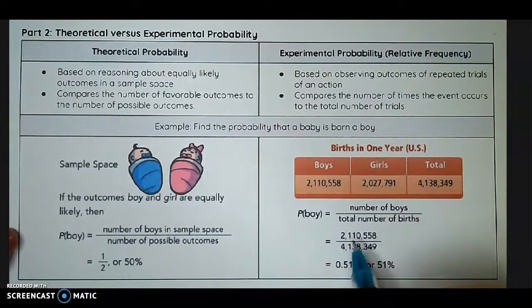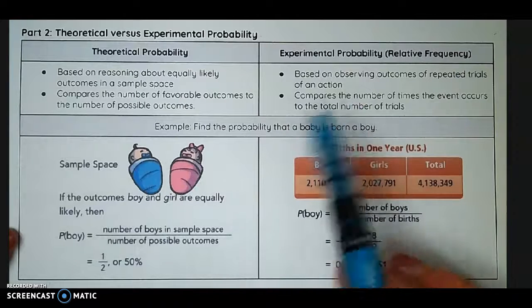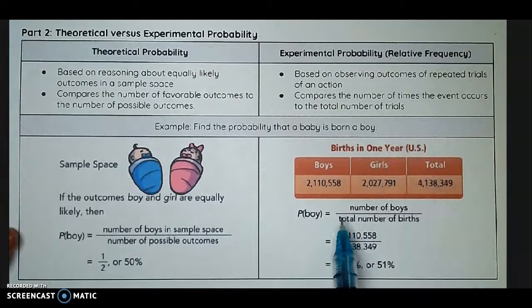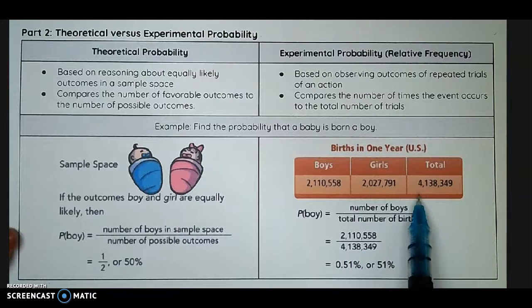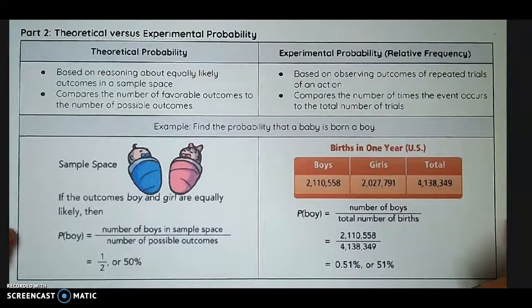Births in 1 year, though, in the United States, when I take a look at that, if I do boys, so this is the experimental probability because this is what actually happened in 1 year. We had 2,110,558 boys born in this particular year. And there were a total of 4,138,349 births. So these are the boys, and this is the total number of births. When I do that, I get 51%.